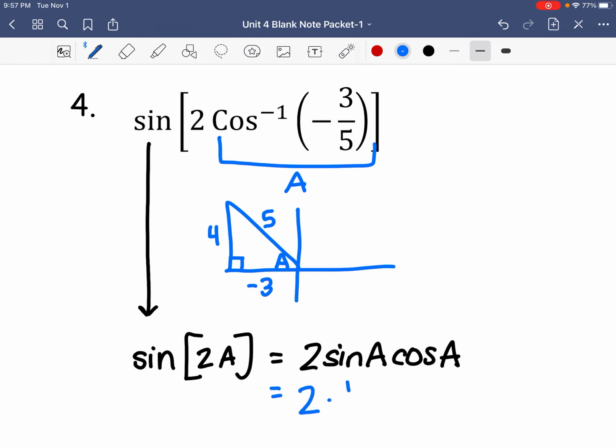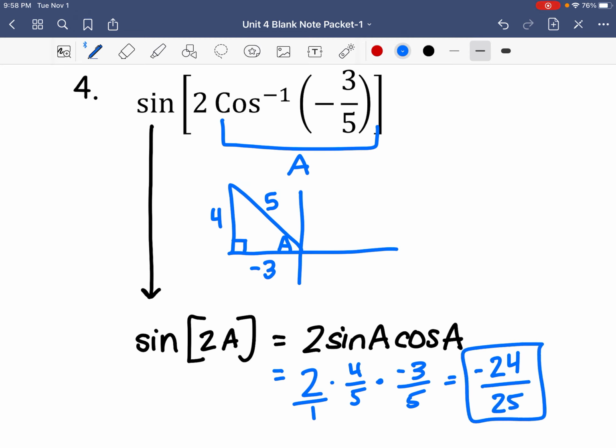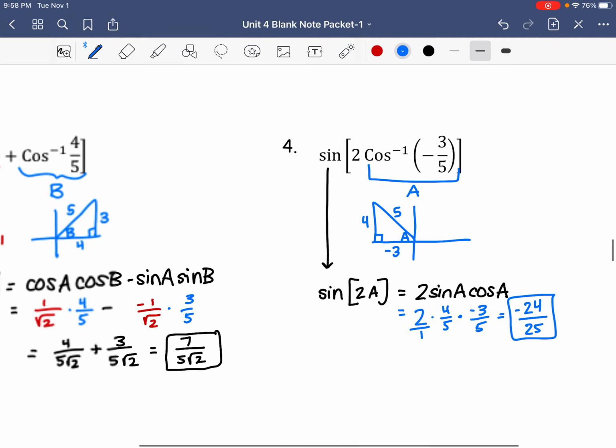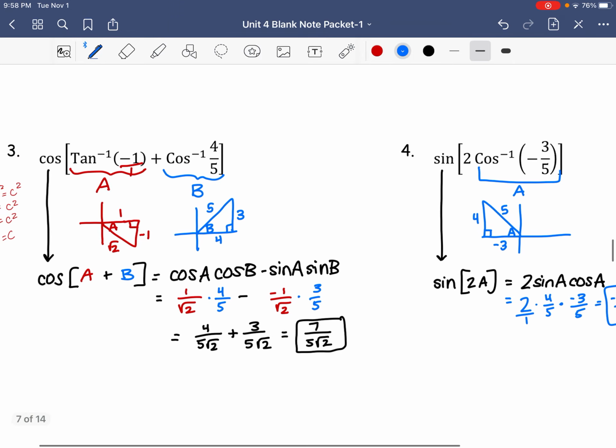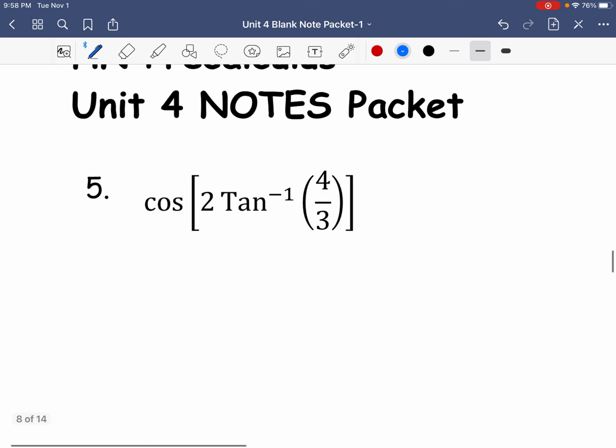And then use your triangle. The sine of A is 4/5. The cosine of A is -3/5. If it helps you to multiply by putting this 2 over 1, go ahead and do that. Multiply straight across. 2 times 4 is 8, times 3 is -24. On the bottom, I have 25. Okay, so we've used a double angle formula for that one. Let's go to the next page.